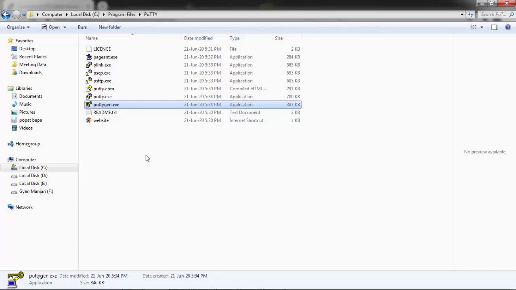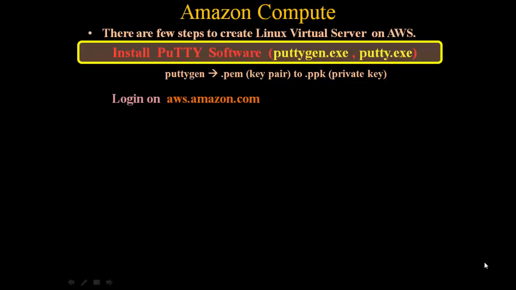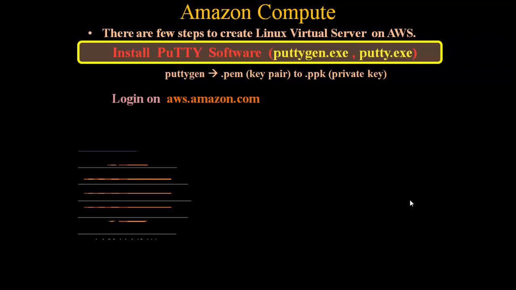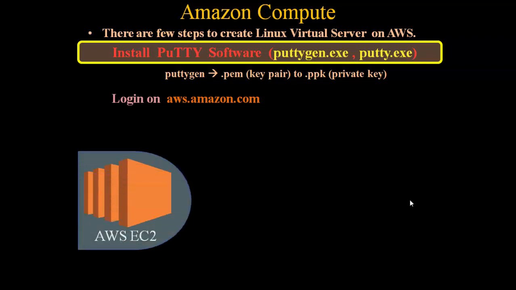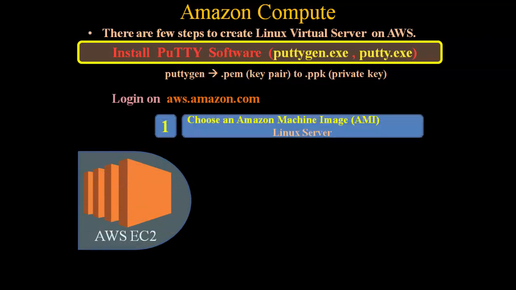So let's get back to our steps. In that we'll discuss how we can launch our Linux server from AWS. I hope you got a clear idea about how to install Putty software. Now let us open the AWS console and log in with the ID and password which we have already created in our free tier account, and then click on services. In services, in the compute domain, you will get one option, that is AWS EC2. You just click on that and follow different steps.